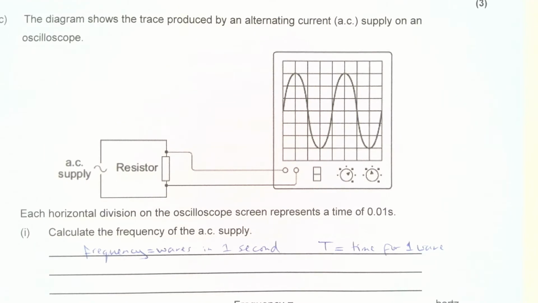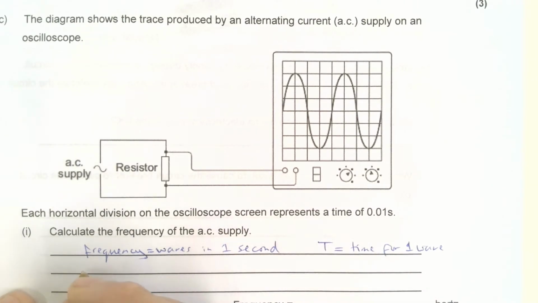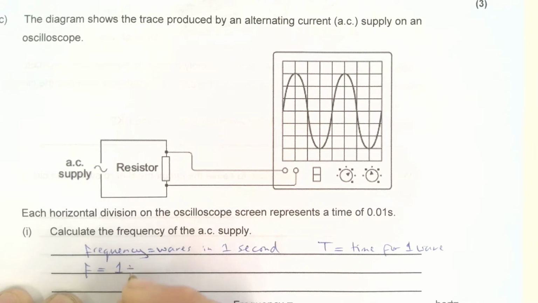If I know that one wave takes 2 seconds, then I'm going to get half a wave in 1 second, so a frequency of half. If one wave takes a quarter of a second, I'm going to get a frequency of 4 waves in each second. So the formula we need is F is equal to 1 divided by T.